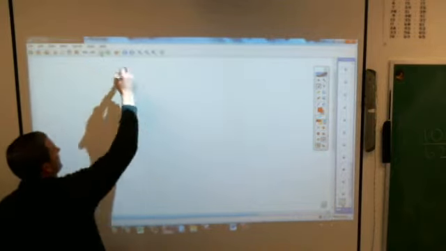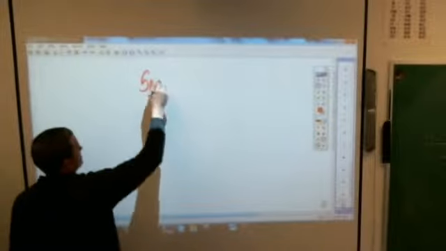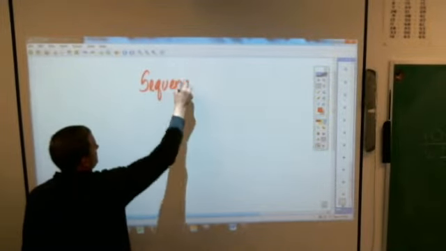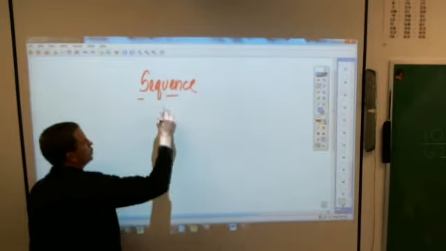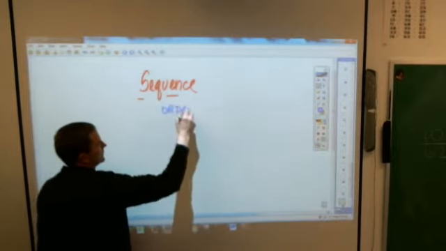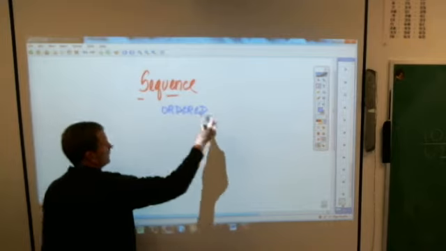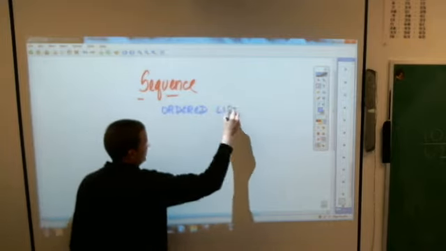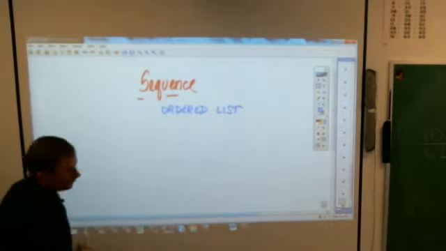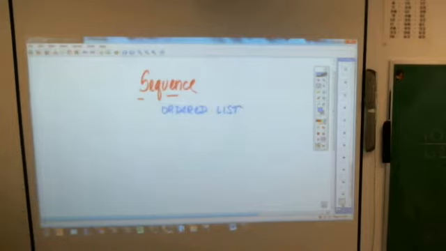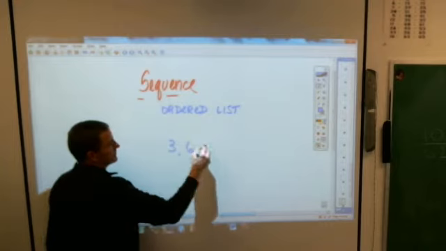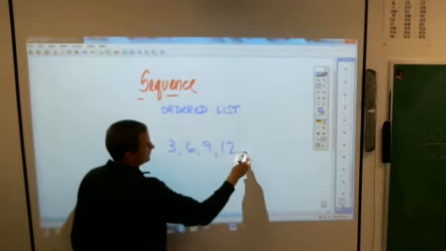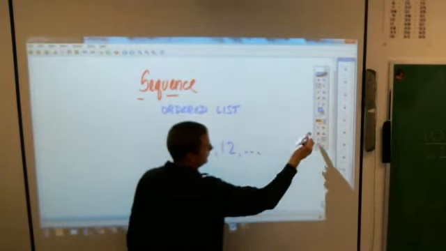Number sequence. What is a sequence? It's nothing more than an ordered list of numbers. There usually is some sort of rhyme or reason to those. For example, let me give you the first one: 3, 6, 9, 12, and we have our little dot, dot, dot, because they go on forever.